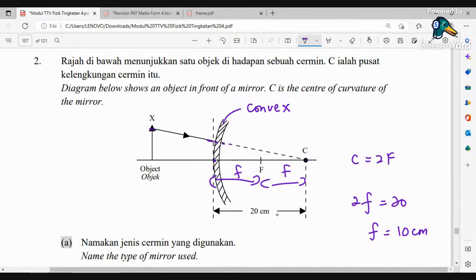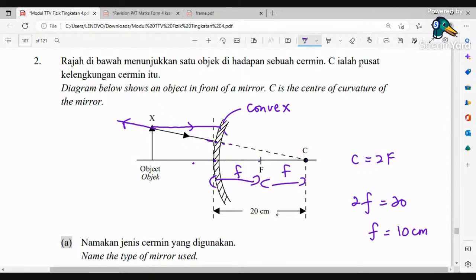So dia akan reflect balik reverse direction along the same line. Ini straight line. Saya draw without ruler, so itu problem. So dia mesti straight. Okay, ini dia punya reflected dia. Okay. Another one, parallel to principal axis. Parallel to principal axis, reflected diverge from F.